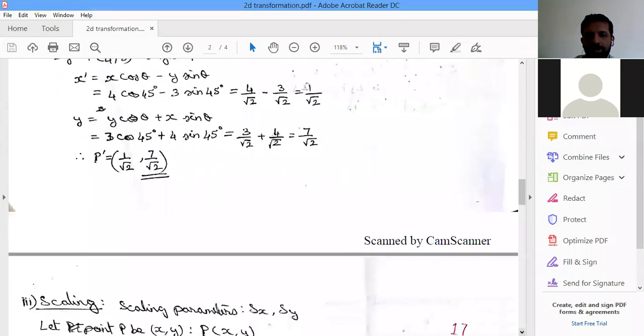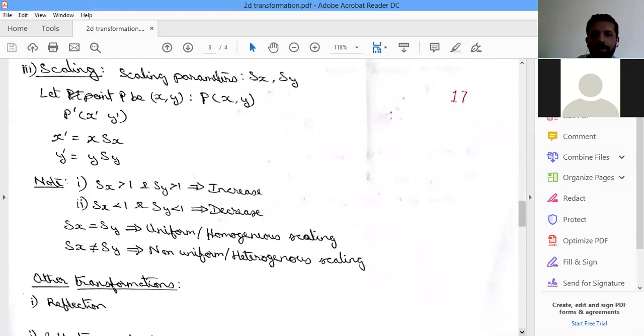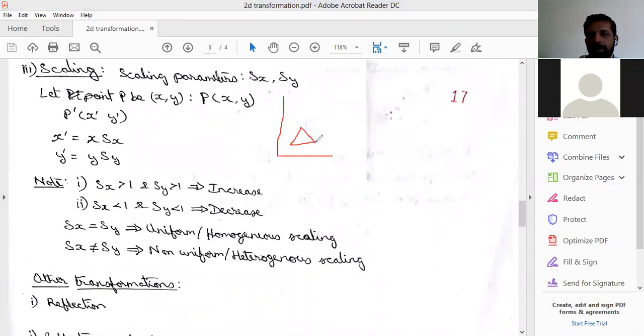So the next thing we'll see is about scaling. The next type of transformation is scaling. So what is this scaling? Now if we take up this example of scaling, if I have a triangle, and I want to scale it to a bigger size. So it has 3 points.